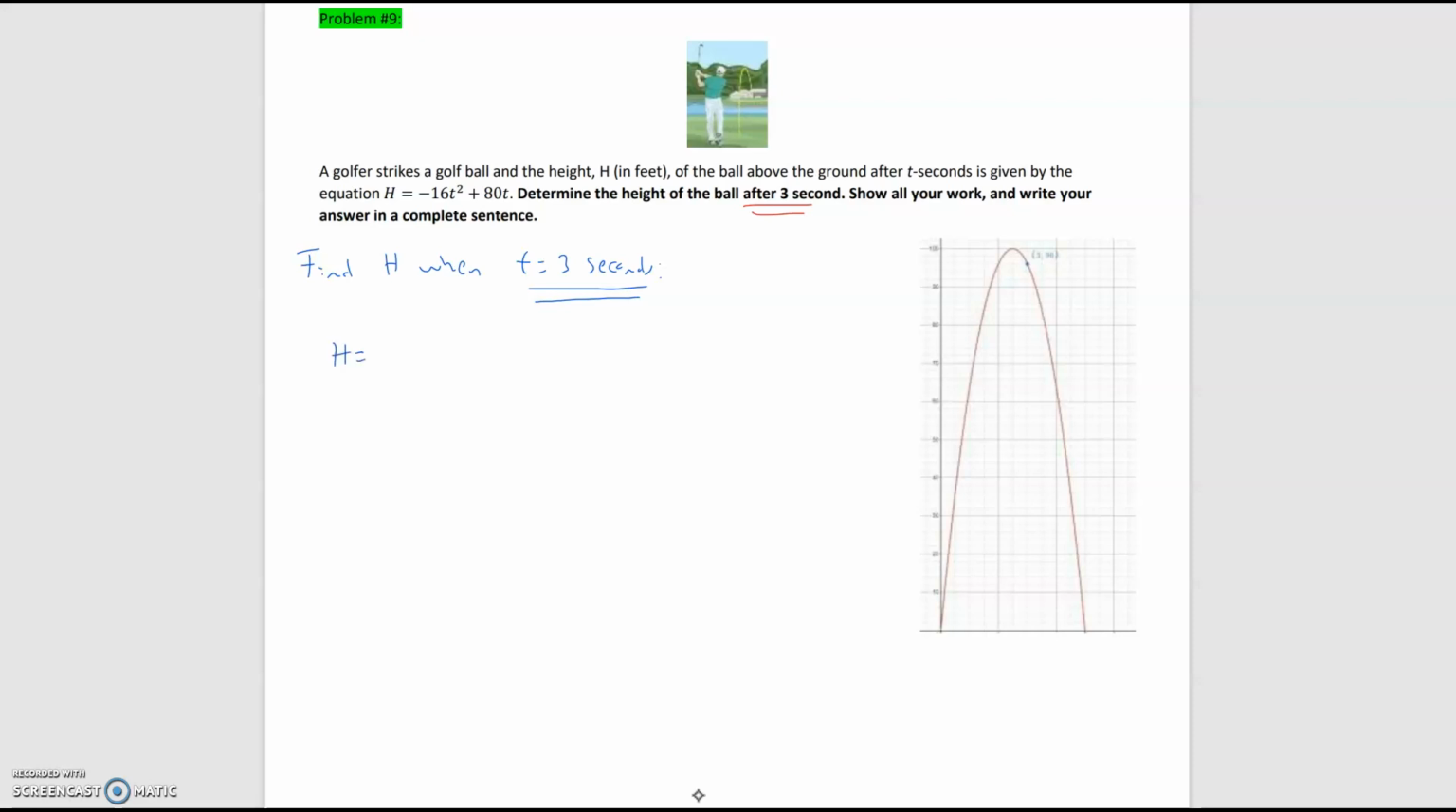In this case, the formula is h is equal to negative 16 t to the second plus 80 t, and we're going to be plugging in 3 into the formula. So let me rewrite it. h is equal to negative 16 times 3 squared plus 80 times 3. So h is equal to negative 16 times 9 plus 240, since 8 times 3 is 24. And 9 times 16 is going to be negative 144. So h is equal to negative 144 plus 240, which is going to give us the h value of 96.